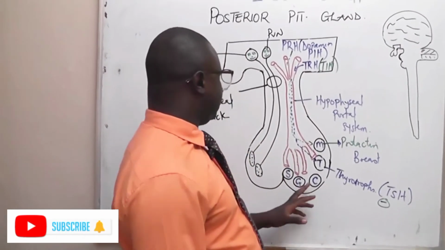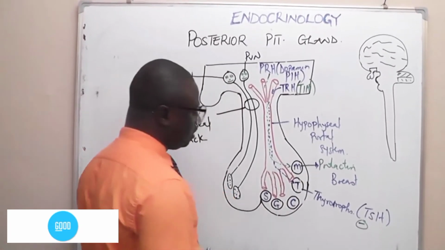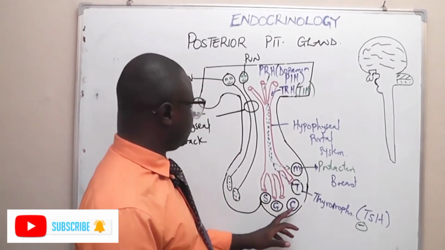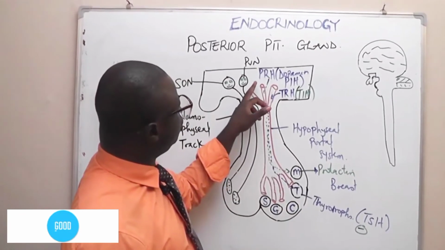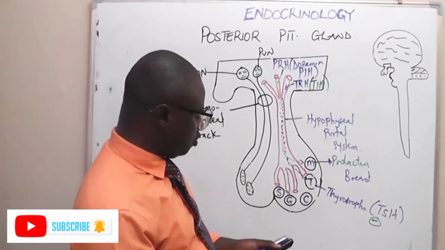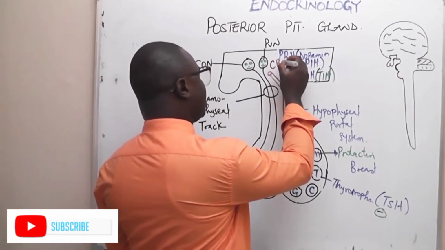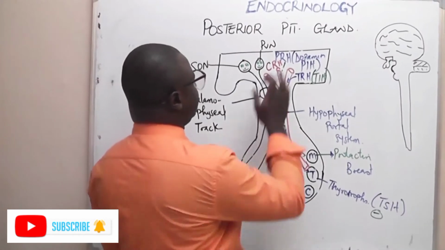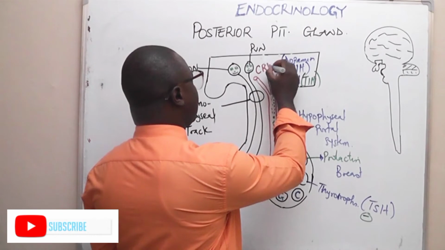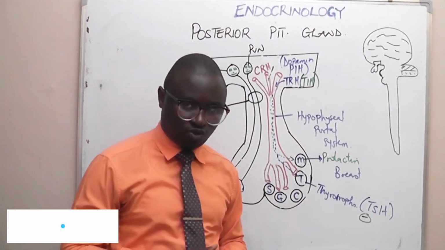Now let's look at the third cell, which is this cell. This cell is known as corticotrophs. The cells that produce this particular type of hormone are some group of cells within the hypothalamus, which produce CRH. Let me just reduce it. So CRH stands for corticotrophin releasing hormone.